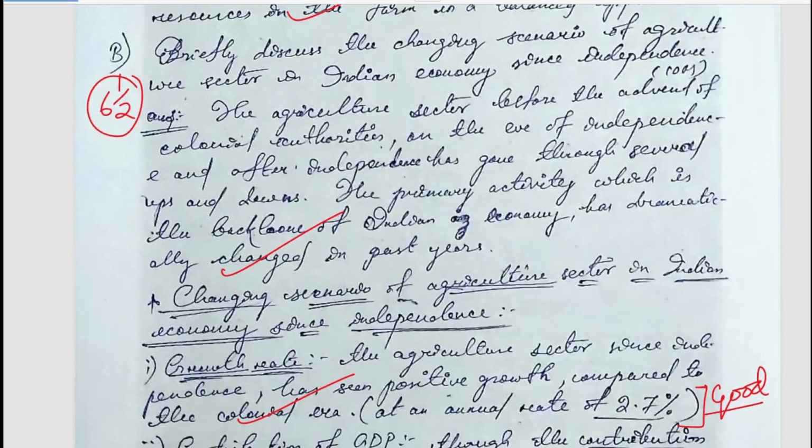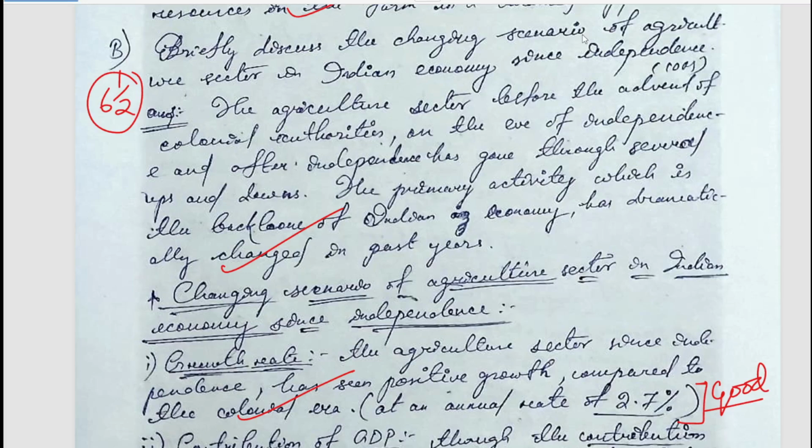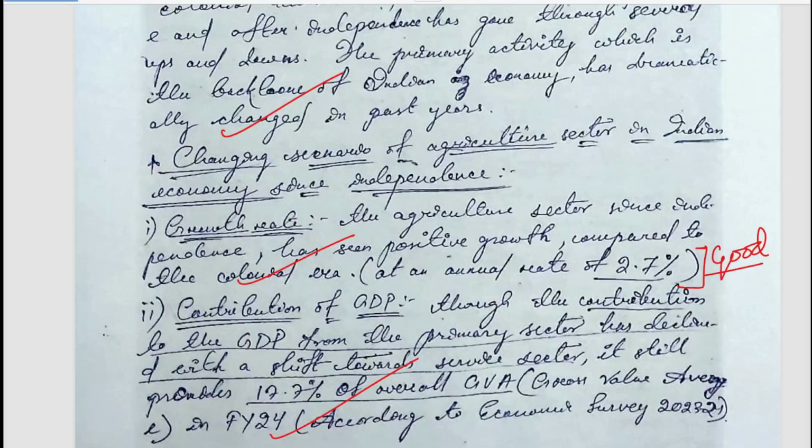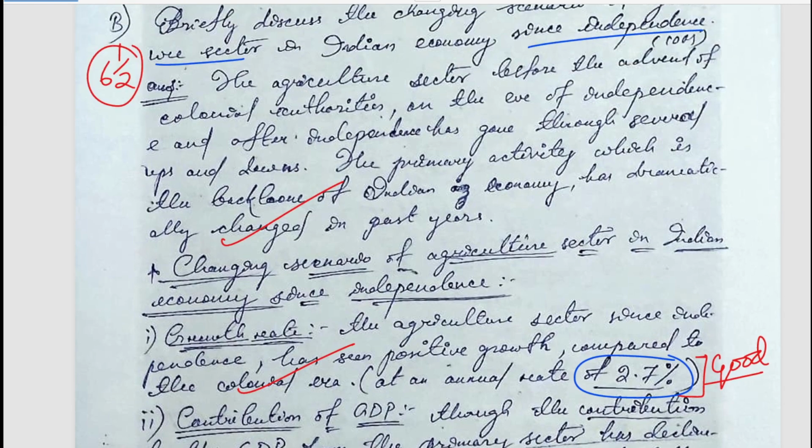The second question is, discuss the changing scenario of agriculture sector on Indian economy since independence. So how agriculture sector is changing since independence. We all know that there is a certain growth rate of agriculture sector, 2.7%. First of all, one more major thing I must mention here, that if you see the contribution to GDP during independence, agriculture contributed more than 50% of Indian GDP. But now it has diminished to 16 to 17%.